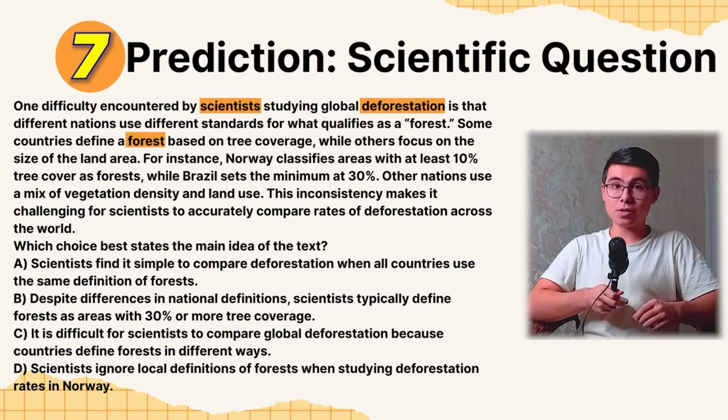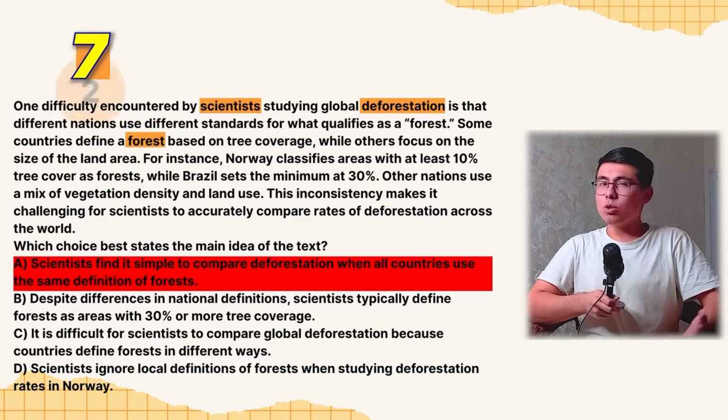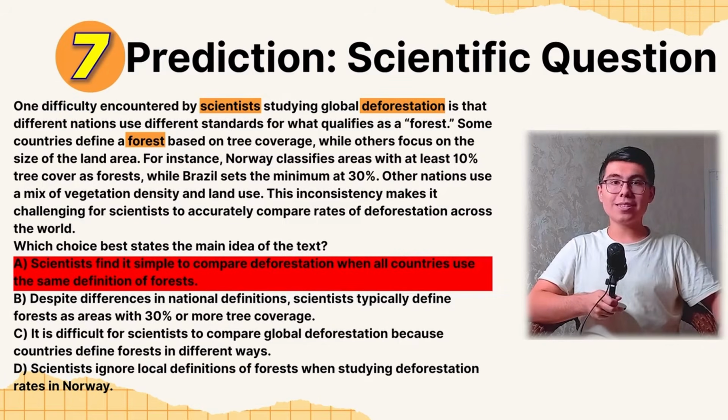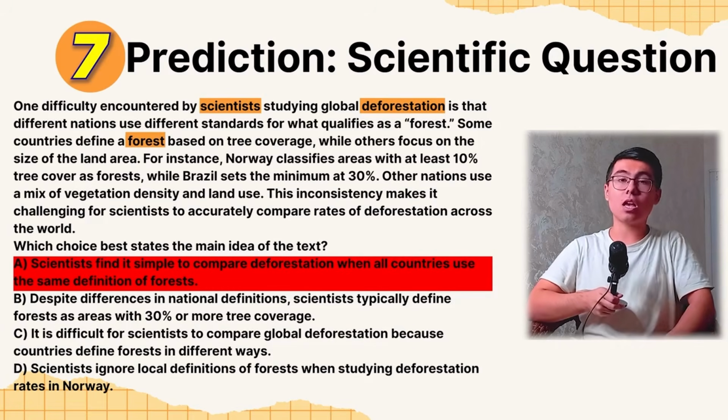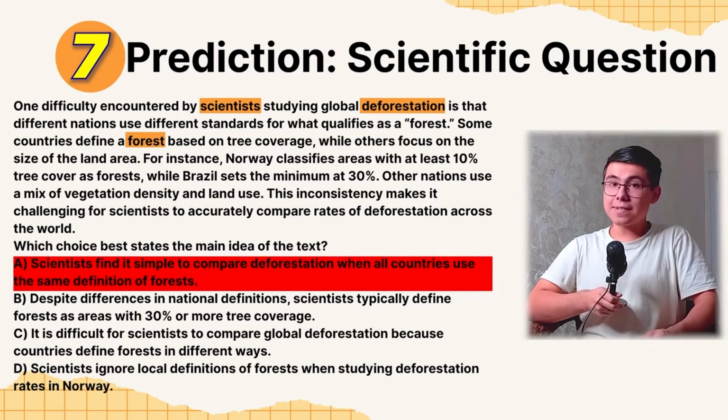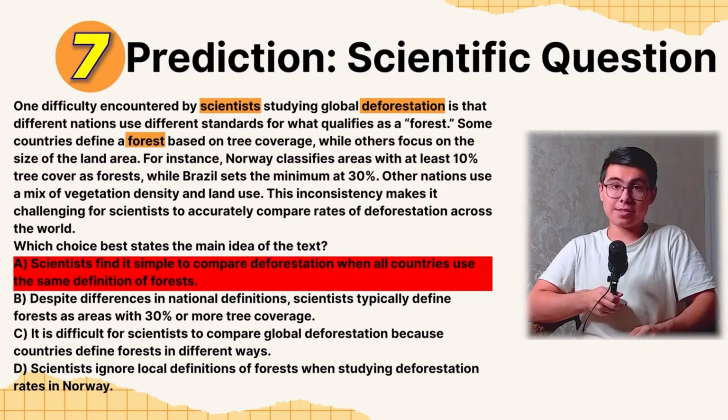Scientists find it so simple to compare deforestation when all countries use the same definition. Well, yeah, that would be nice, but the whole point is that they don't have the same definition, so A is just wrong. Choice B: Despite differences in definition, scientists typically define forests as 30% or more tree coverage.